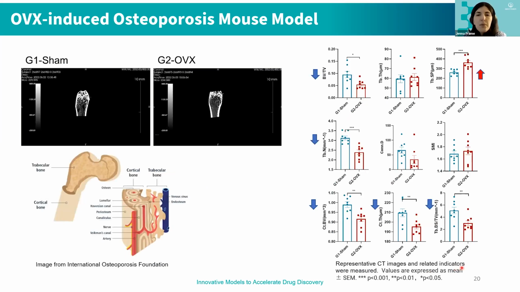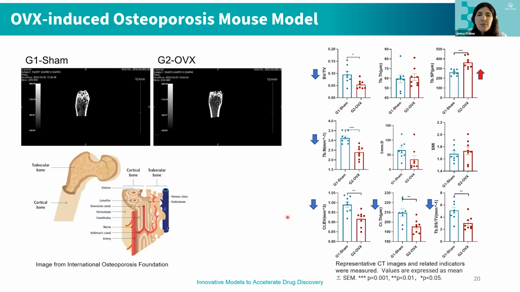To measure the bone density and other characteristics in the osteoporosis model, CT scanning can be employed, as shown by the example here on the left-hand side. So several parameters can be quantified by these images, including bone volume divided by total volume, trabecular number, thickness, and spacing, as well as cortical bone volume, thickness, and spacing.